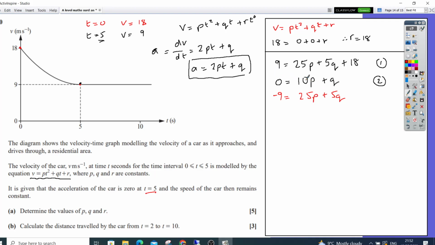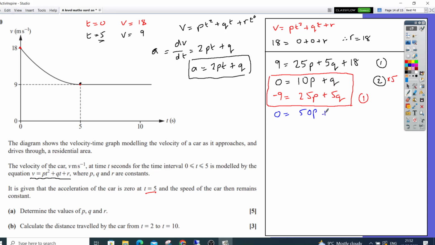Before I solve these simultaneously, this is still my equation 2, and this is still my equation 1. My equation 2, I'm going to multiply everything by 5. So I'm going to rewrite it here. 0 times 5 is 0. 10 times 5 is 50p.